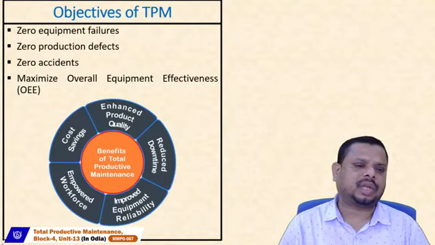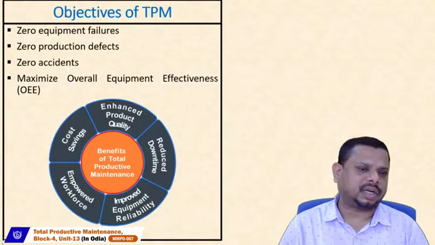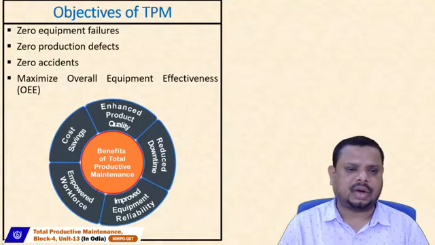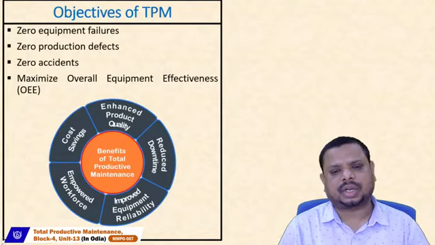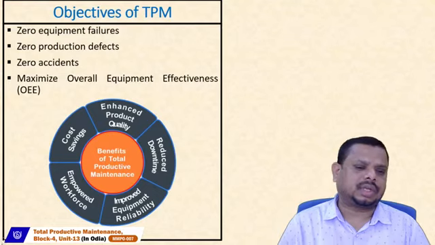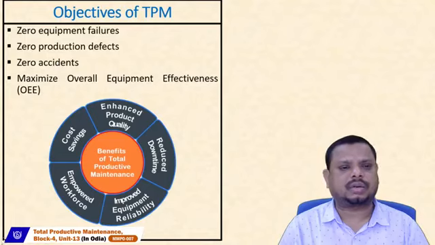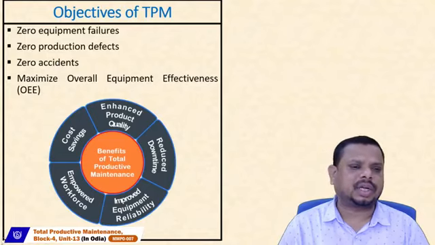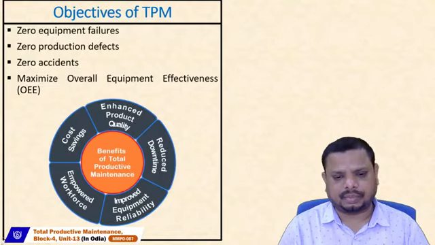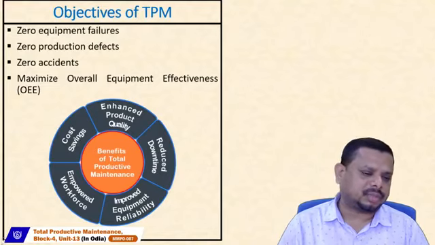The first benefit is enhanced product quality. If you don't have any defects or failures, the raw material is automatically converted into a finished product, and that finished product directly goes to quality levels. The next one is reduced downtime. Through the introduction of total productive maintenance, you can reduce downtime by applying various approaches like the proactive maintenance approach or the preventive maintenance approach.